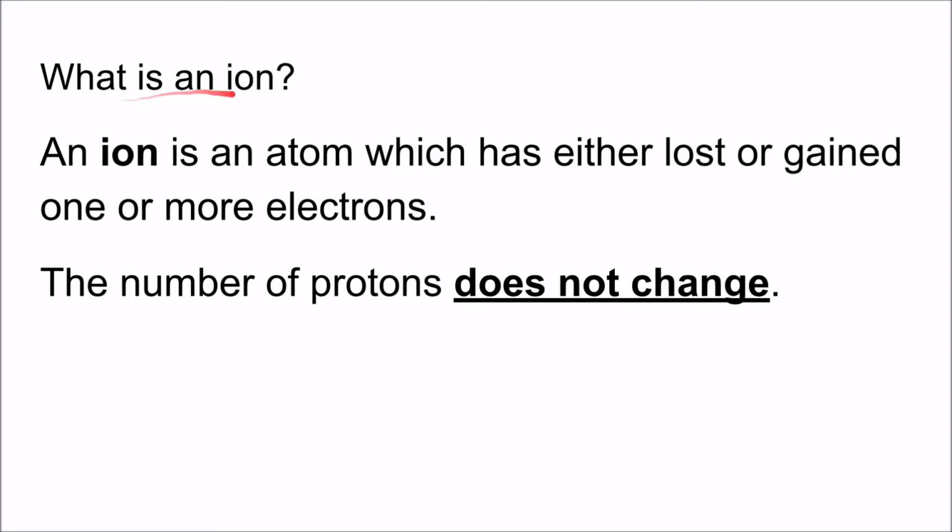So what's an ion in the first place? Well, an ion is what results if an atom gains or loses an electron. In an ion, the number of protons does not change. So if we have an ion of sodium and an atom of sodium, they have the same number of protons. But what will change between the atom and the ion is the number of electrons. And that's important because the number of electrons is going to change the charge.